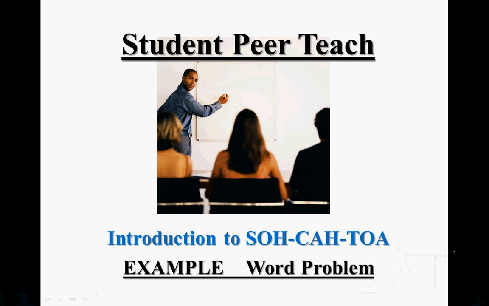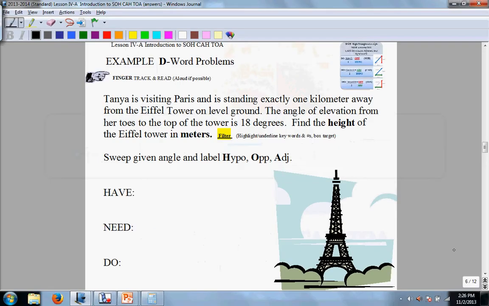This is the Peer Teach word problem. Don't freak out because you have the word problem. You have the advantage of getting explained to you by the teacher, and you get to turn around and get your classmates to understand. You have a very, very critical role here. First, I'm going to cue you to do this, and I need you to cue your classmates. Get them to put their finger on the paper and finger track and read this problem.